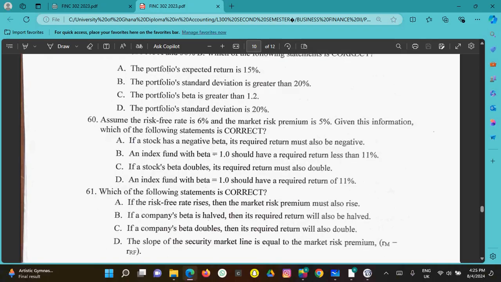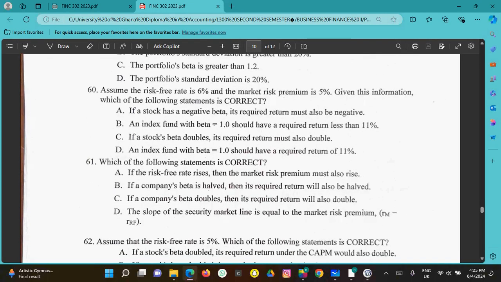If a stock has a negative beta, its required return must be negative. No, that's not necessarily true. B, an index fund with beta 1.0 should have a required return of 11%. A, an index fund with beta 1.0 should have a required return less than 11%. That's also not true. So the answer to question 60 is G.